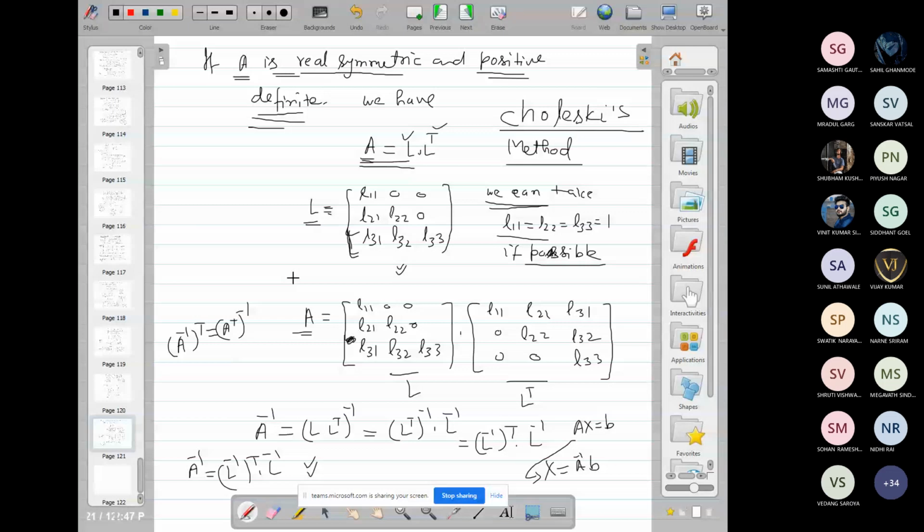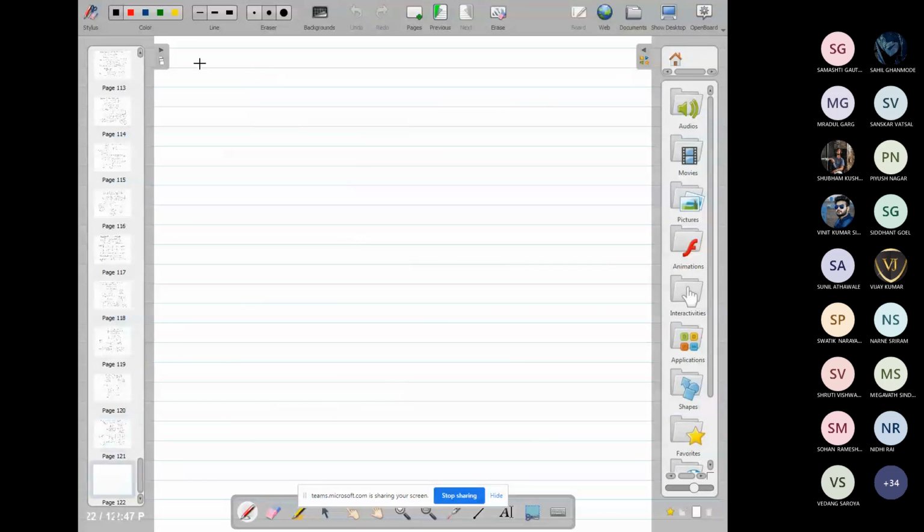Consider one example. Find the inverse of a given A is equal to the matrix with rows 1, 2, 6; 2, 5, 15; 6, 15, and 46.